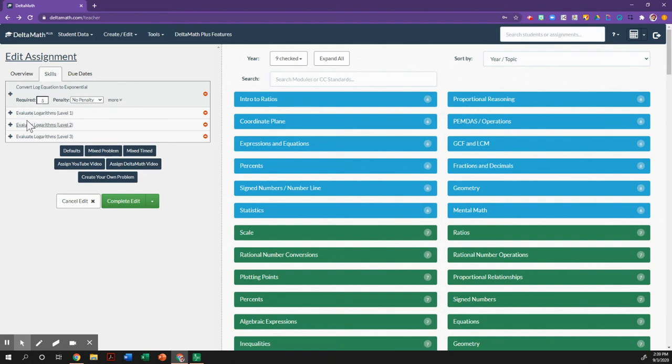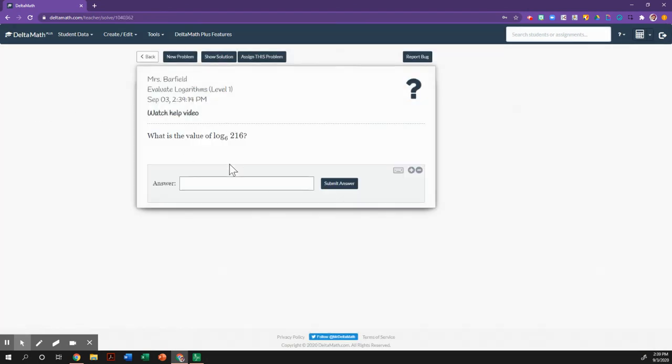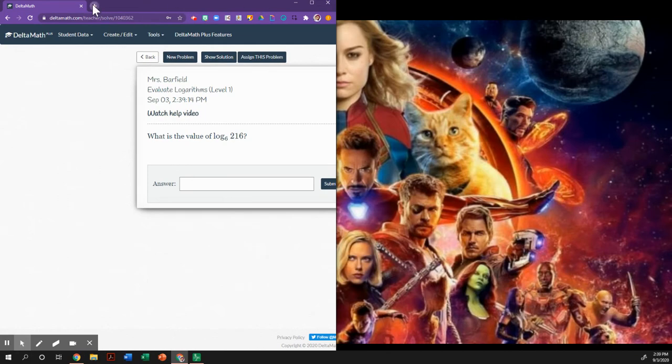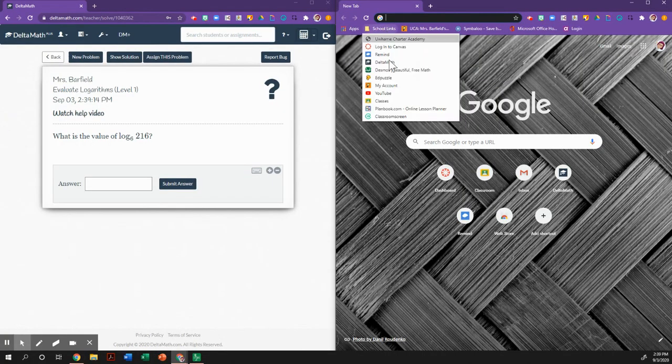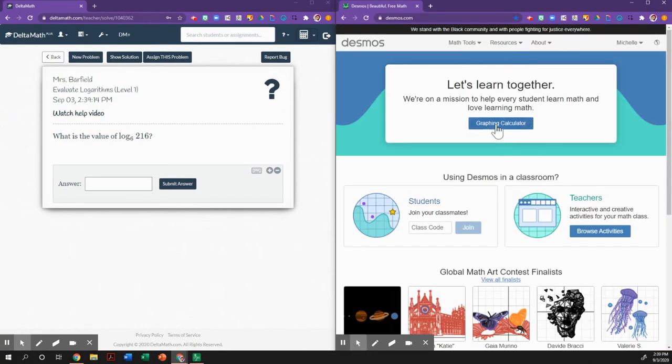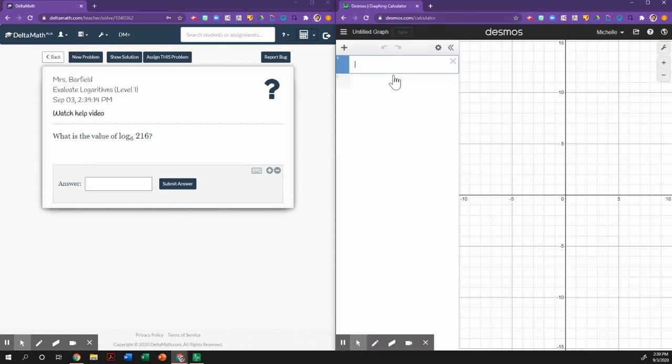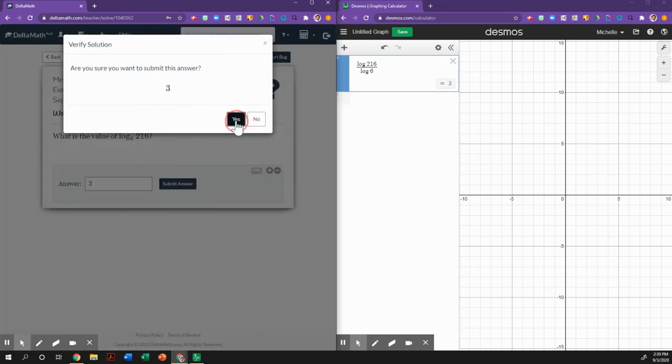All right, now for evaluating, you've got level 1, 2, and 3. So what is the value of this? You now need to bring up Desmos. So I'm just going to slide that over here. And you're just going to type it right in, and you're going to use that change of base formula that we talked about at the very end of the video. So log 216 divided by log 6. That's all it is. So log of 216 divided by log 6 is 3. So submit my answer. Yes.